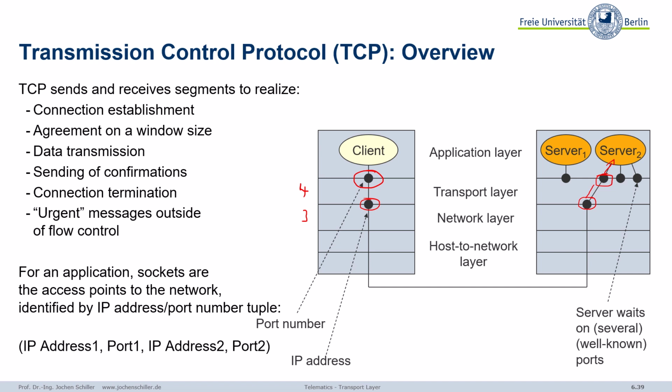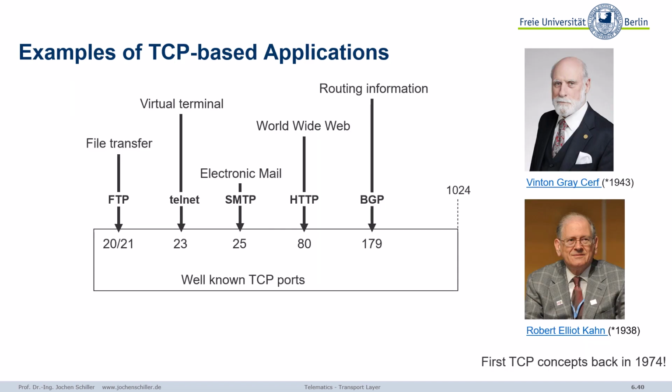And servers typically wait at well-known ports. For example, if this is our web server, the web server waits at port 80. It waits all the time until there's a connection request packet for port 80, and then all the connection setup starts, as I will show you. There are many applications using TCP, like classical file transfer, FTP, you see low port numbers, old protocols. HTTP, BGP, our routing protocol, sets up connections between the routers, those peers, SMTP, mail, etc.